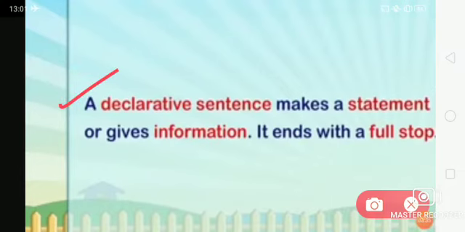A declarative sentence makes a statement or gives information. It ends with a full stop. It is very easy to identify an assertive or declarative sentence: it makes a statement or gives information, and it ends with a full stop. So just like this, we identify that a given sentence is a declarative sentence because it makes a statement and gives information.